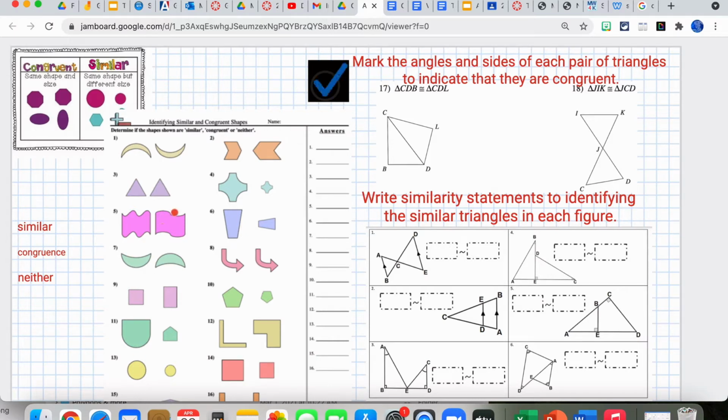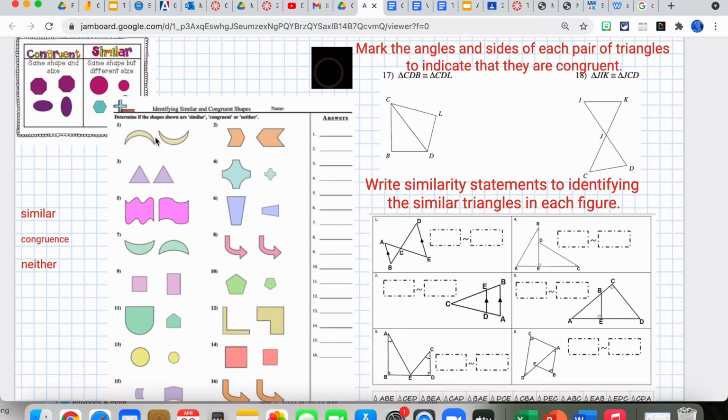I hope once you get the practice, or once you know how to answer it, you can pause this video at any time to complete the rest of the practice on your own and then check your answers at the end. Number one, is it the same shape? Yes, it looks like the moon upside down. This is up, this is down, and it looks like it's the same size. So I'm going to give the answer congruent.